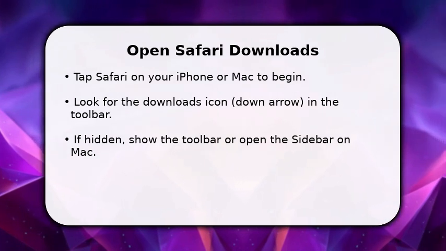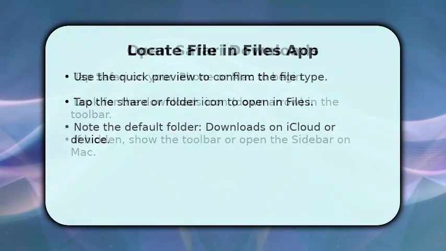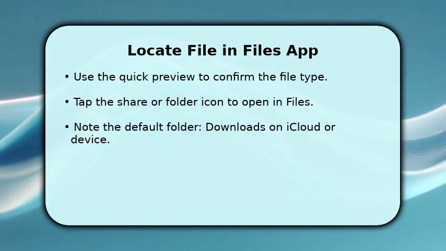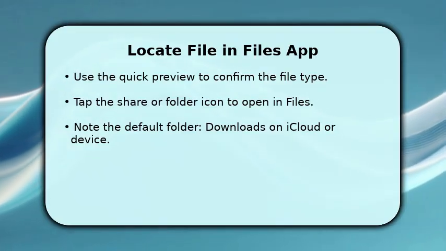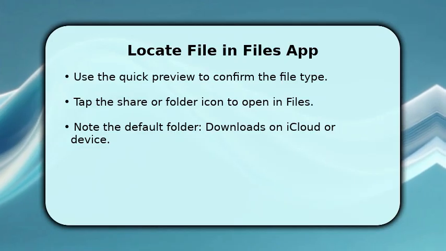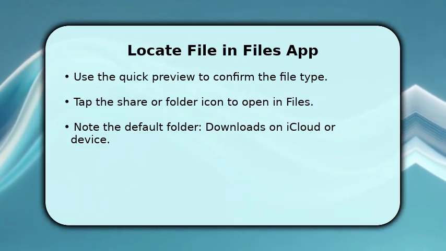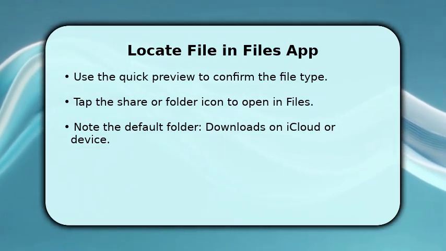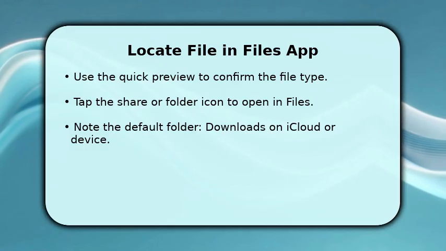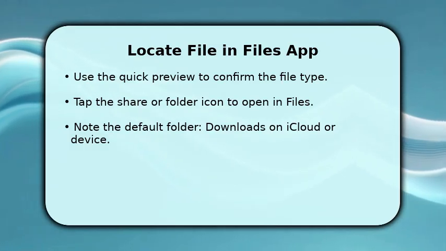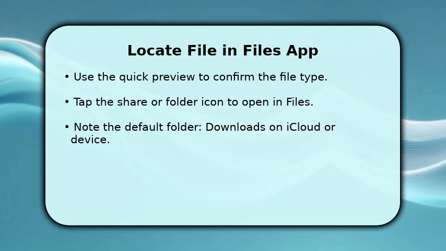Once you see the downloaded item in Safari, use the quick preview to confirm it's the file you want. This saves time. Then tap the Share or Folder icon next to the download and choose Save to Files or Show in Finder on Mac. You'll be taken to the file's app or Finder location, often iCloud Drive/Downloads or On My iPhone/Downloads.